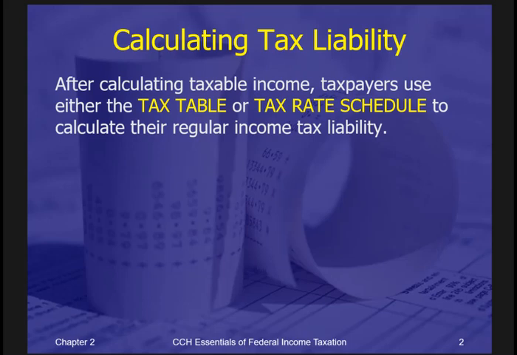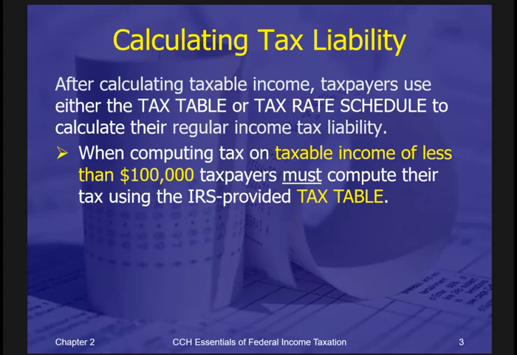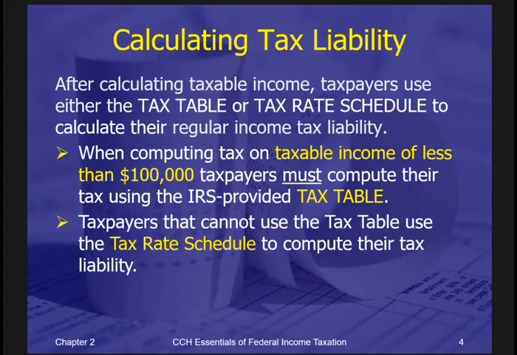So in chapter 1 we went through up to calculating taxable income. Now we're going to calculate the tax liability. We have to have taxable income already done. We use two different ways. If taxable income is less than $100,000, you have to use the tax table. In your textbook, that's at the back of your textbook. Those that are over $100,000 use the tax rate schedule. That's the beginning or the front of your textbook.